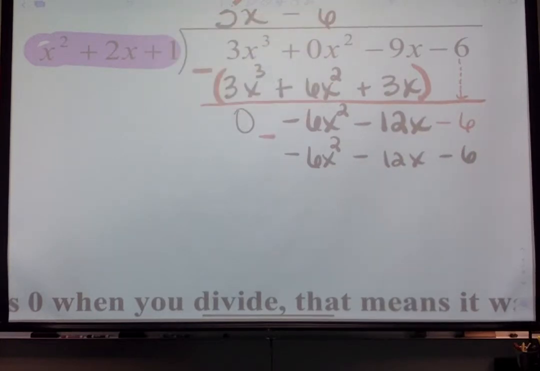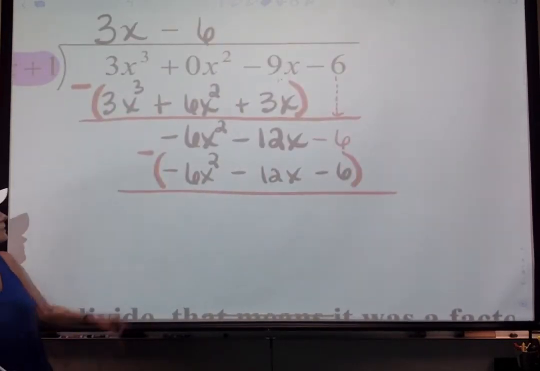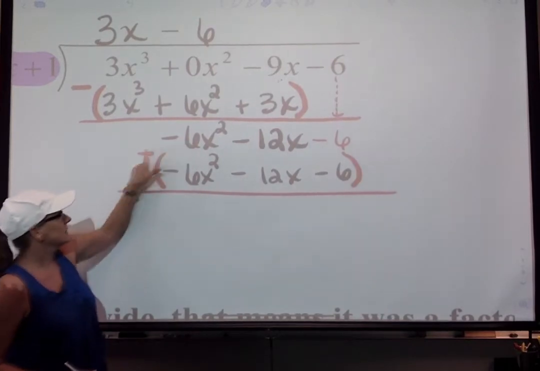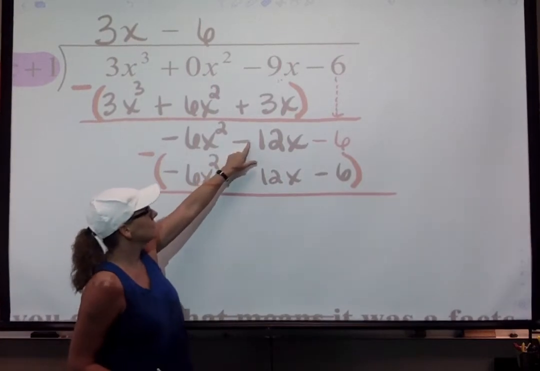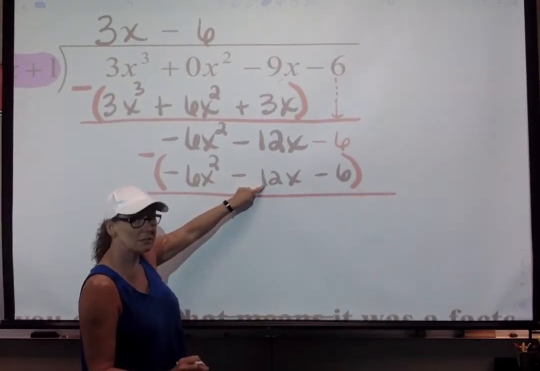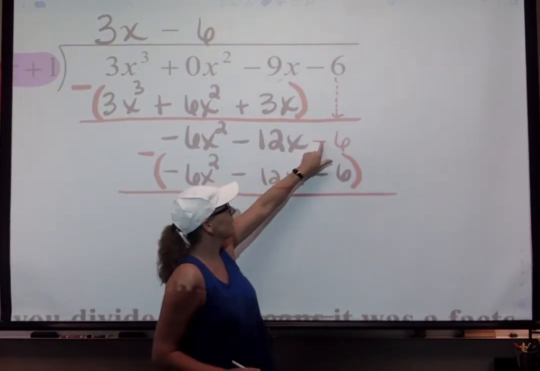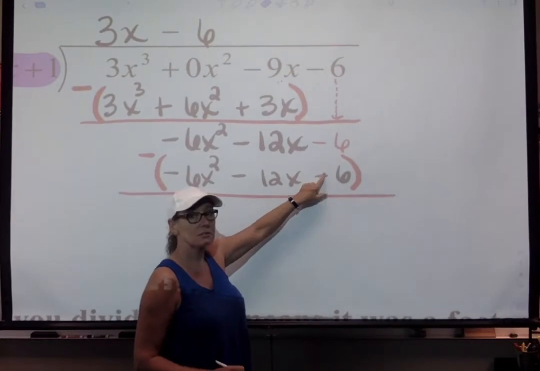You subtract everything. Negative 6 plus, gone. Negative 12 plus, gone. Negative 6 plus, gone.